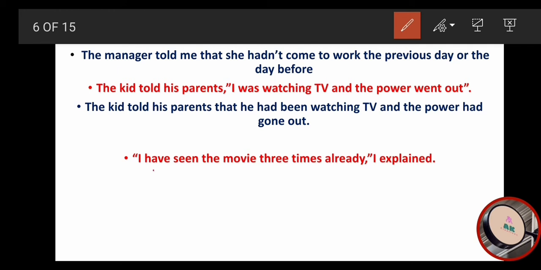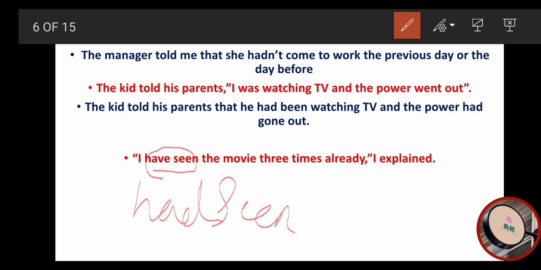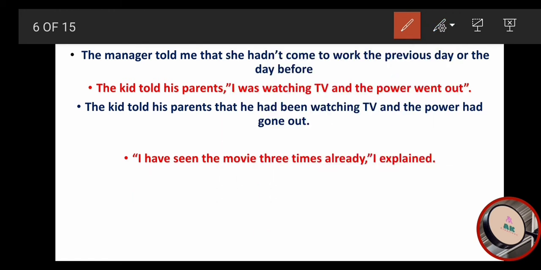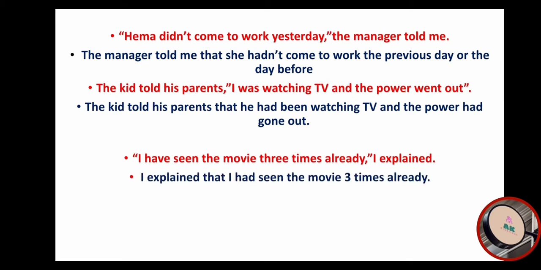So I have seen is a present perfect tense. For that you have to change it into the past perfect tense. What's that? Good. That is had. Seen won't be a saw. So it will be seen only. I have seen the movie 3 times already. That's it. Simple. Now we'll see the answer over here. I explained that I had seen the movie 3 times. I know you have seen the movie.